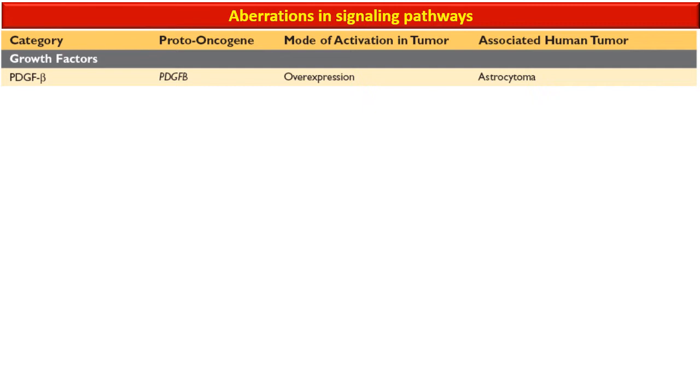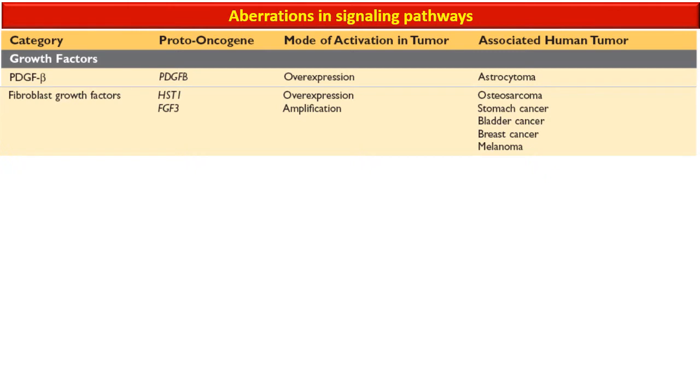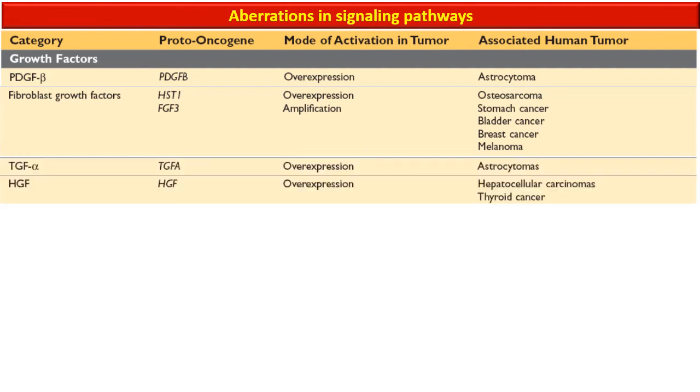and these proto-oncogenes are associated with a specific type of tumor, such as platelet derived growth factor beta, which is overexpressed in astrocytoma, while fibroblast growth factor, one of these is HST1, that is also termed fibroblast growth factor 4, and it is overexpressed in osteosarcoma, while FGF3 is amplified in stomach cancer, bladder cancer, breast cancer, and melanoma.